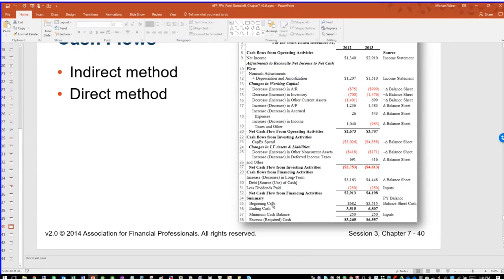So this is the summary section I'm talking about. And it's got beginning cash and ending cash. And what's missing on this depiction, I usually strike a net cash flow line from the 3 sections. The cash flow from operating, cash flow from investing, cash flow from financing. I usually add those 3 together to get a net cash flow line. Then I add that to the beginning cash to get the ending cash.